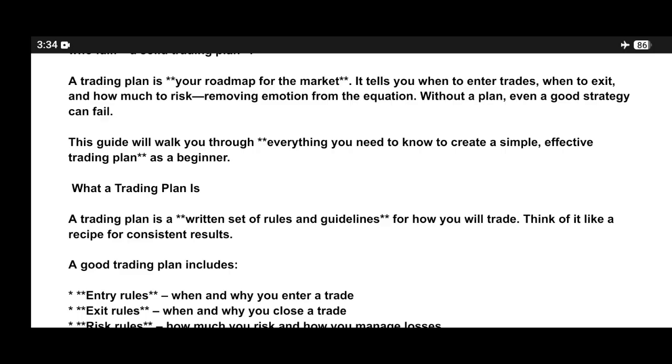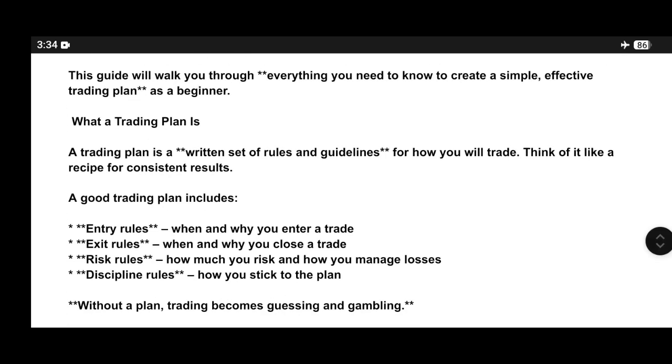What is a trading plan? A trading plan is a set of written rules and guidelines for how you will trade. Think of it like a recipe for consistent results.